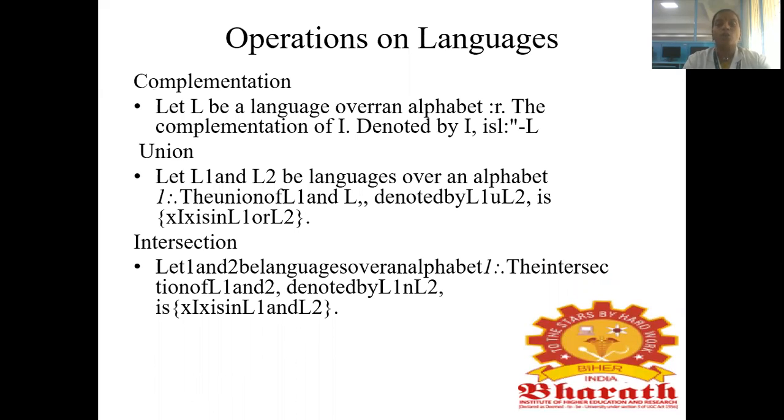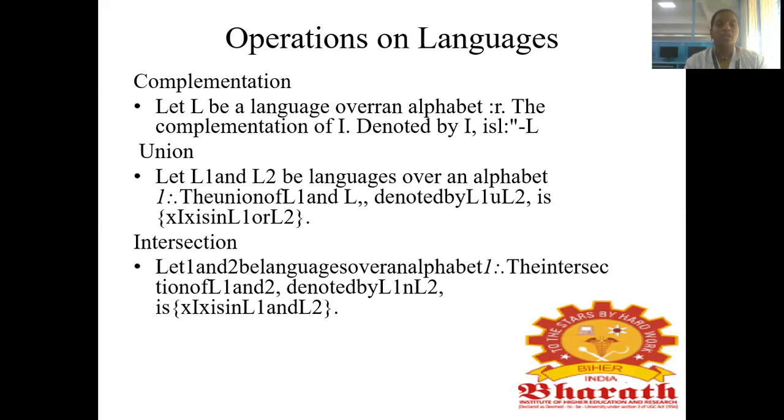So next one is operations of languages. Many operations can be used for finite automata machines. First one is complementation, second one is union, third one is intersection, fourth one is reversal, next one is concatenation, next one is closure. So first one is complementation. What is complementation? Over the alphabets or strings can be used for complementation. It is represented by L with a bar, that is complementation.